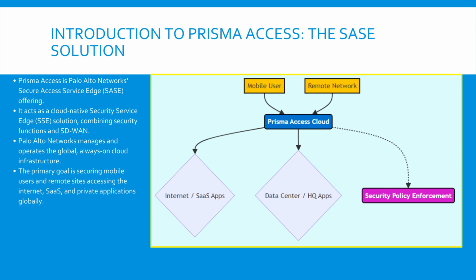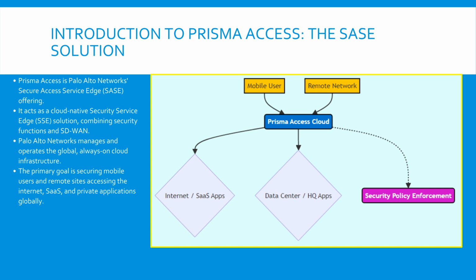Think of Prisma Access as a powerful, cloud-based bodyguard for your company's network. It is built on the Secure Access Service Edge, or SASE concept. Prisma Access delivers top-tier network security features, like advanced URL filtering and threat prevention, directly from the cloud as a security service edge solution. This is a critical point. It operates as a cloud-native framework that blends networking and security features into one comprehensive service. Palo Alto Networks handles the management of this massive, worldwide security infrastructure for you.